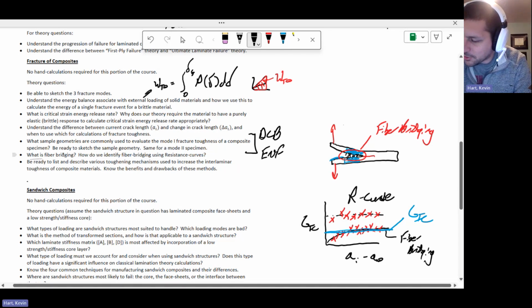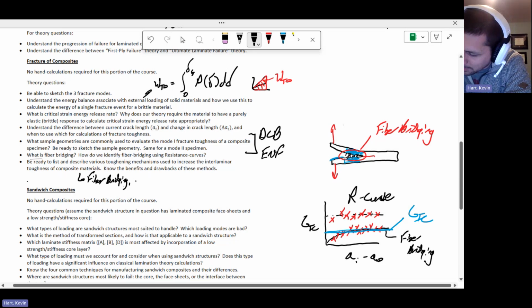Okay, here we go. What is fiber bridging? Just did that. Be ready to list and describe various toughening mechanisms used to increase the toughness. Know the benefits and drawbacks. All right, we talked about a lot, so you can go ahead and take a look at that list fully. But we talked about fiber bridging, that was one.